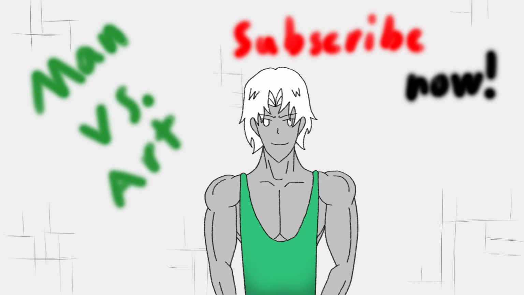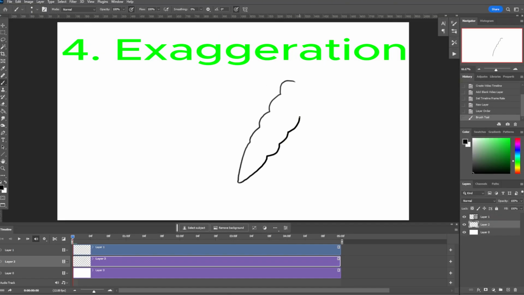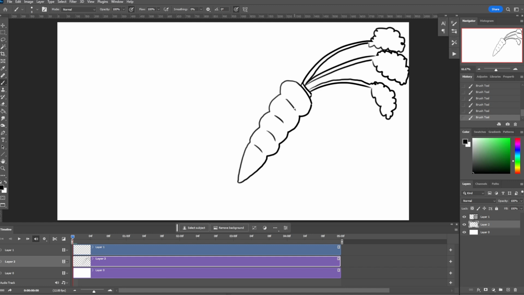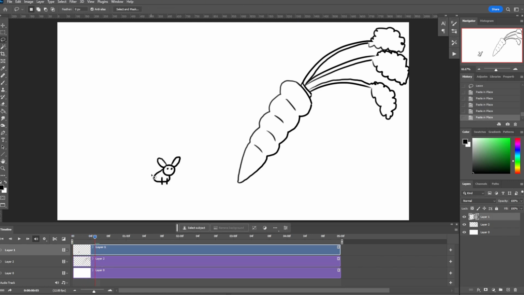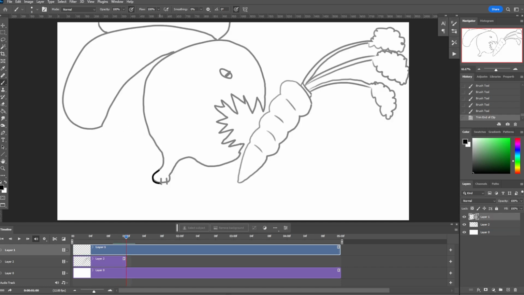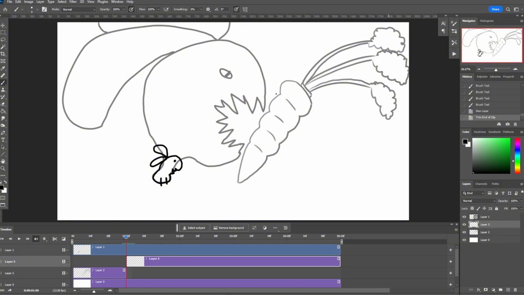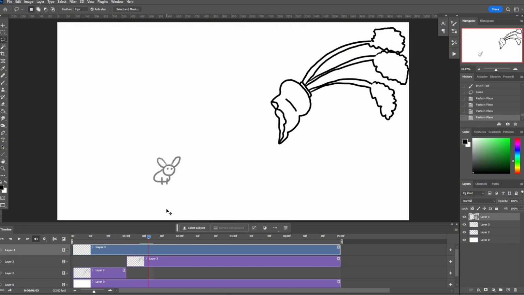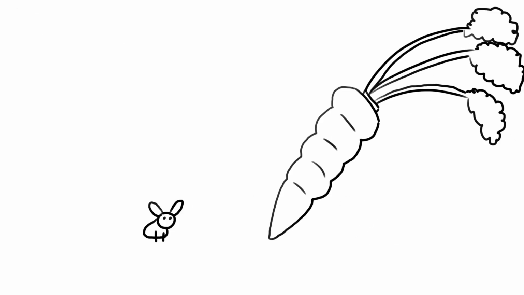Now moving on to number 4, exaggeration. This is one of the most important principles because it adds life to all your animations. Whether it's slowing down before impact or creating an extreme facial expression, exaggeration is at the core of what makes animation so appealing. I could talk for hours about specific examples, but I think you get the general idea.